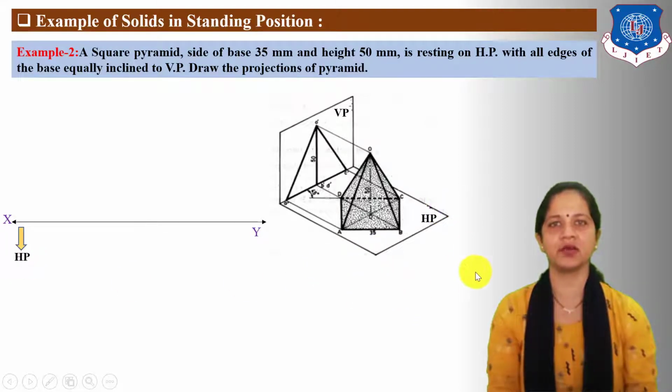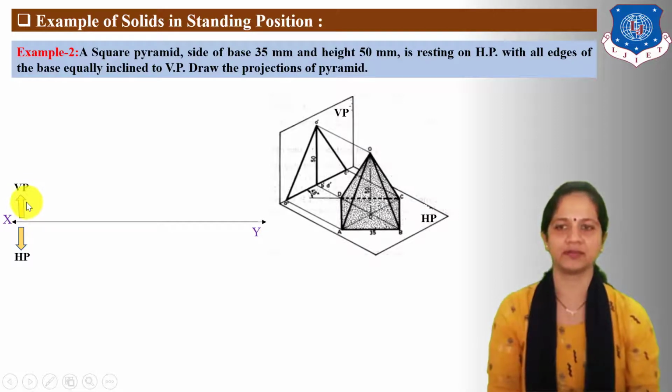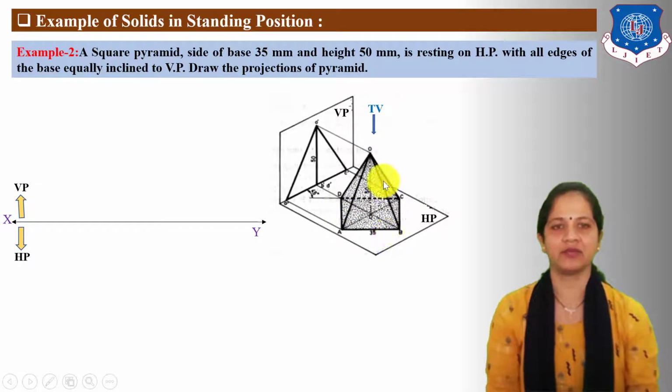After revolving the horizontal plane in the clockwise direction up to a 90 degree angle, above the XY line consider the vertical plane. From the top direction we can see the base of the square pyramid. We cannot see the height of the square pyramid from the top direction. So first draw the top view below the XY line.